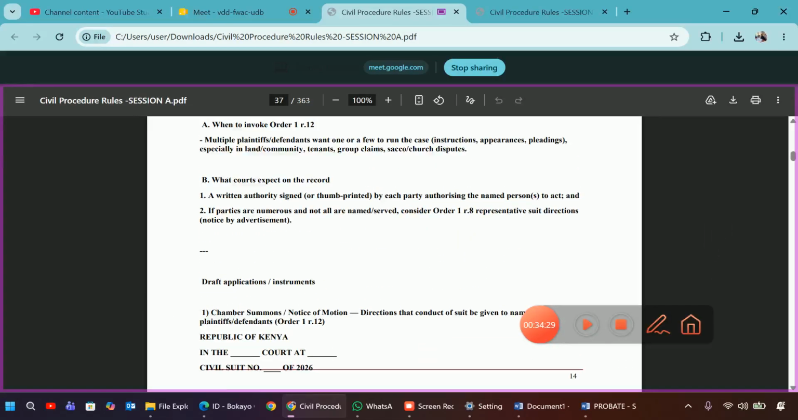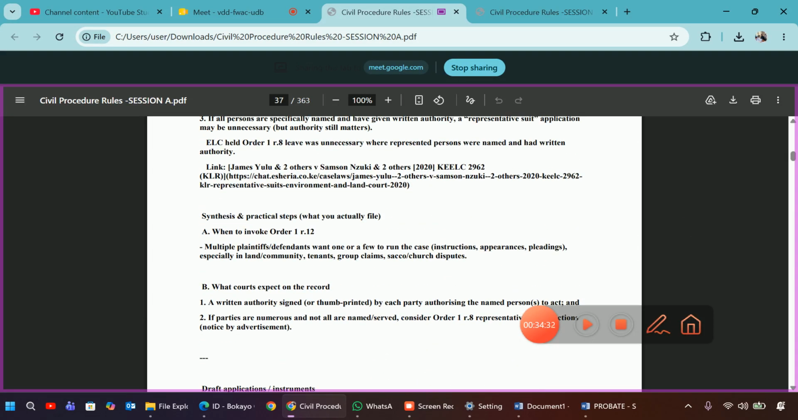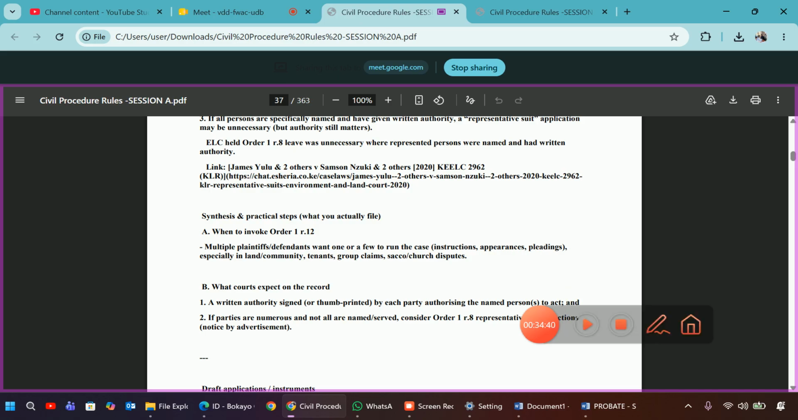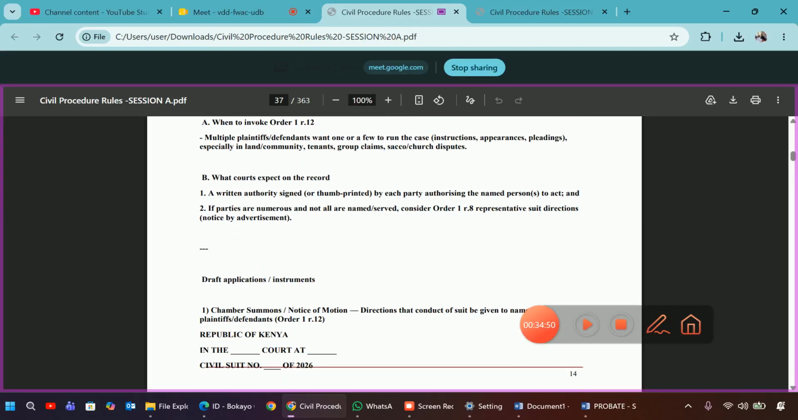What is the appropriate synthesis of this part: when to invoke Order 1, Rule 12? You invoke Order 1, Rule 12 where multiple plaintiffs or defendants want one or a few to run the case, including instructions, appearances, and pleadings, especially in land or community, tenants and group claims, SACCO and church disputes. What do courts expect on record? They expect a written authority that is duly signed by each party authorizing the named persons to act, and if parties are numerous and not all are named, served, consider Order 1, Rule 8 on representative suit directions noticed by advertisements.